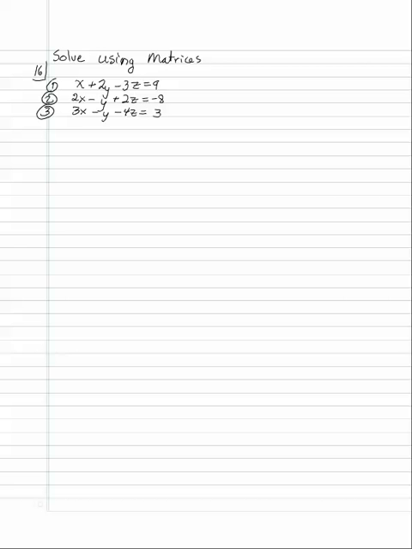Okay, so again, our first step is we're going to write the matrix. So equation 1 becomes row 1. Equation 2 becomes row 2. Equation 3 becomes row 3.